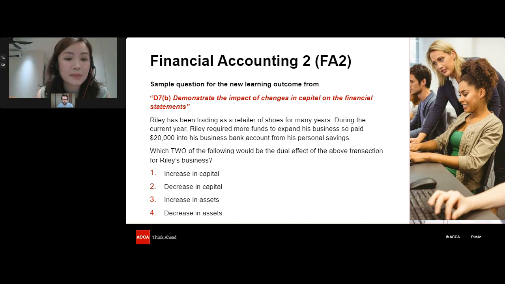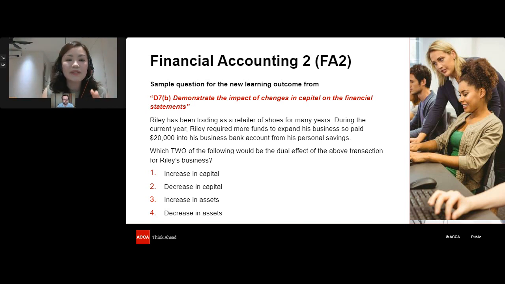Now, ladies and gentlemen, when we're talking about the dual effect, we understand that every transaction carries the double entry. All right, so we have 4 different options here again. Let us just have a look at what the options are. The first one is the increase in capital, the second the decrease in capital, number 3, the increase in assets, and number 4, the decrease in assets.